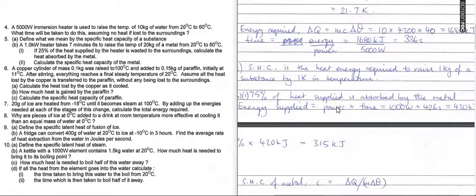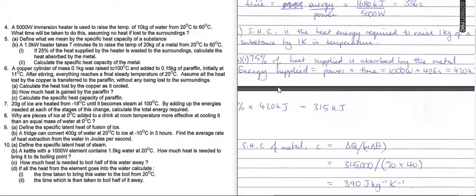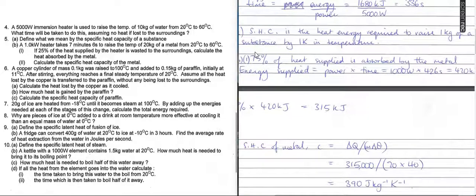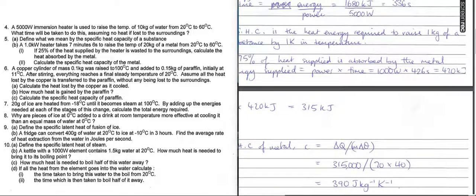Part 1. If 25% of the heat supplied by the heater is wasted to the surroundings, calculate the heat absorbed by the metal. So if 25% of the heat supplied is wasted, then that means that 75% of the heat is absorbed by the metal, i.e. it's gone into what we call useful energy. Useful energy is just the energy that we're interested in, whatever case we're looking at. So the energy supplied in this case is the power multiplied by the time. So this is 1000 watts multiplied by 426 seconds, which gives us 420 kilojoules.